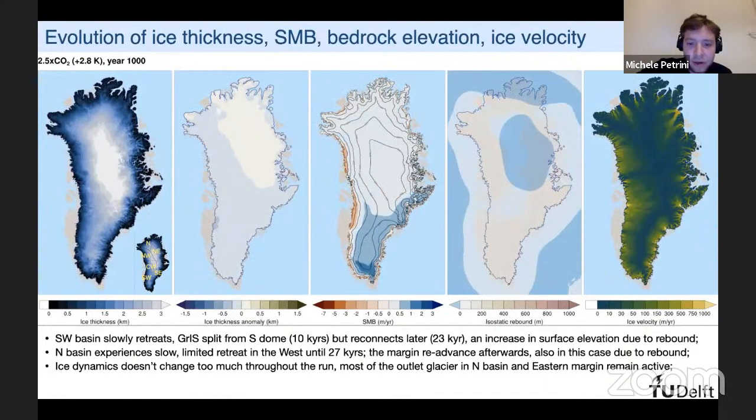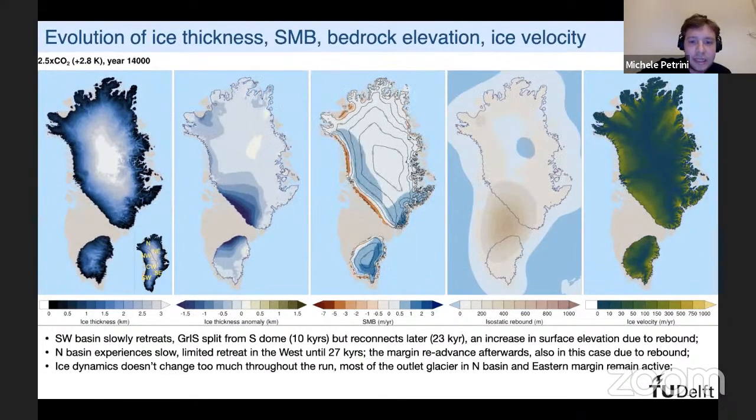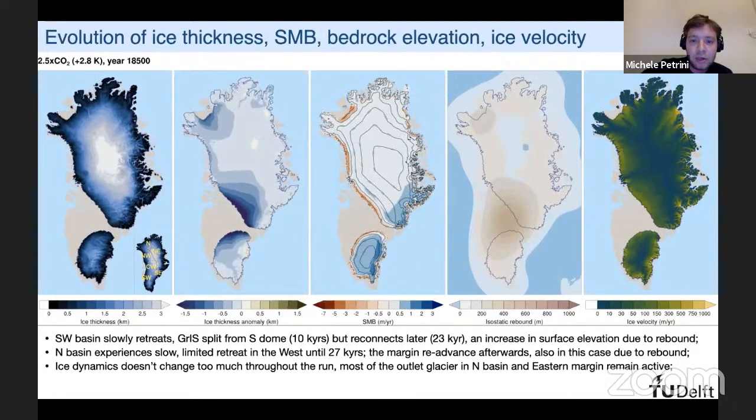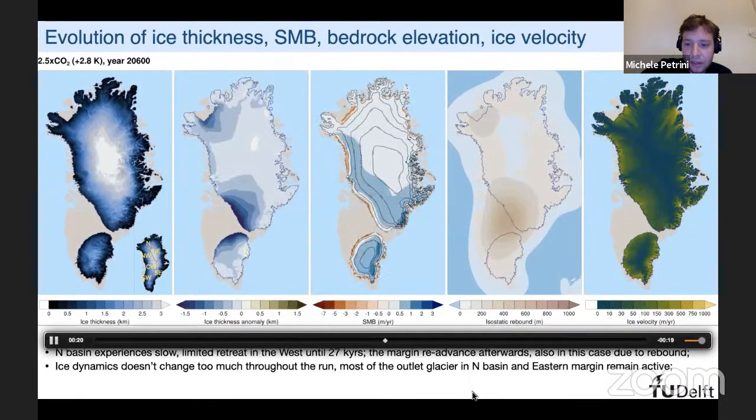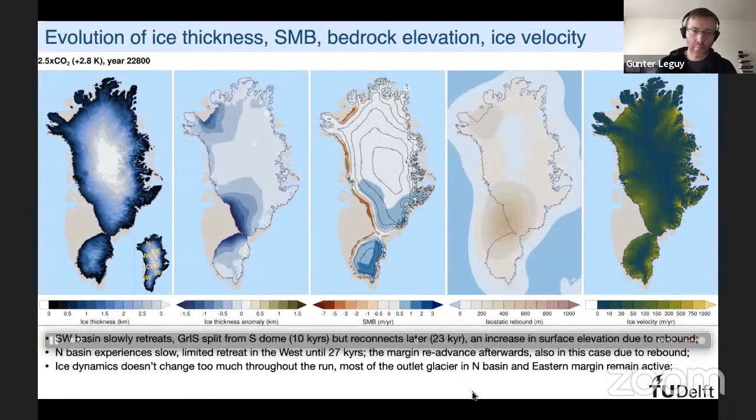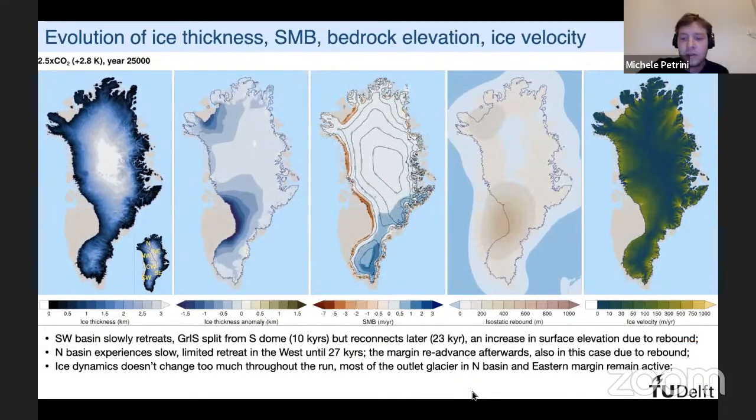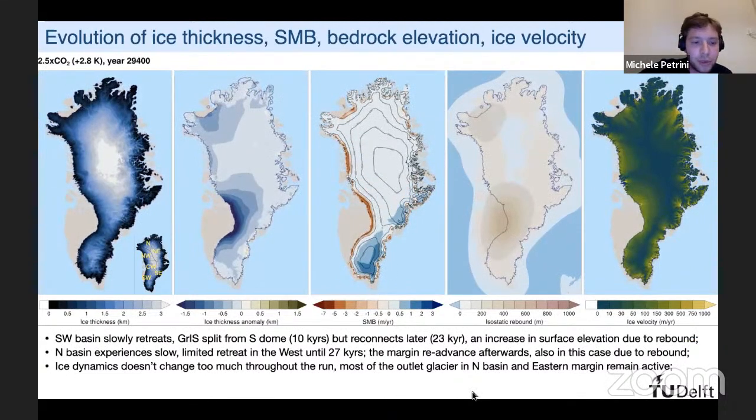And it's split here, but actually it will reconnect later around 20,000 years. And this is just because of an increase in the rebound. So the rebound caused an increase in surface elevation, and so the ice sheet re-advances and the two main domes reconnect. And you can see also that the northern basin in the west is retreating a bit.